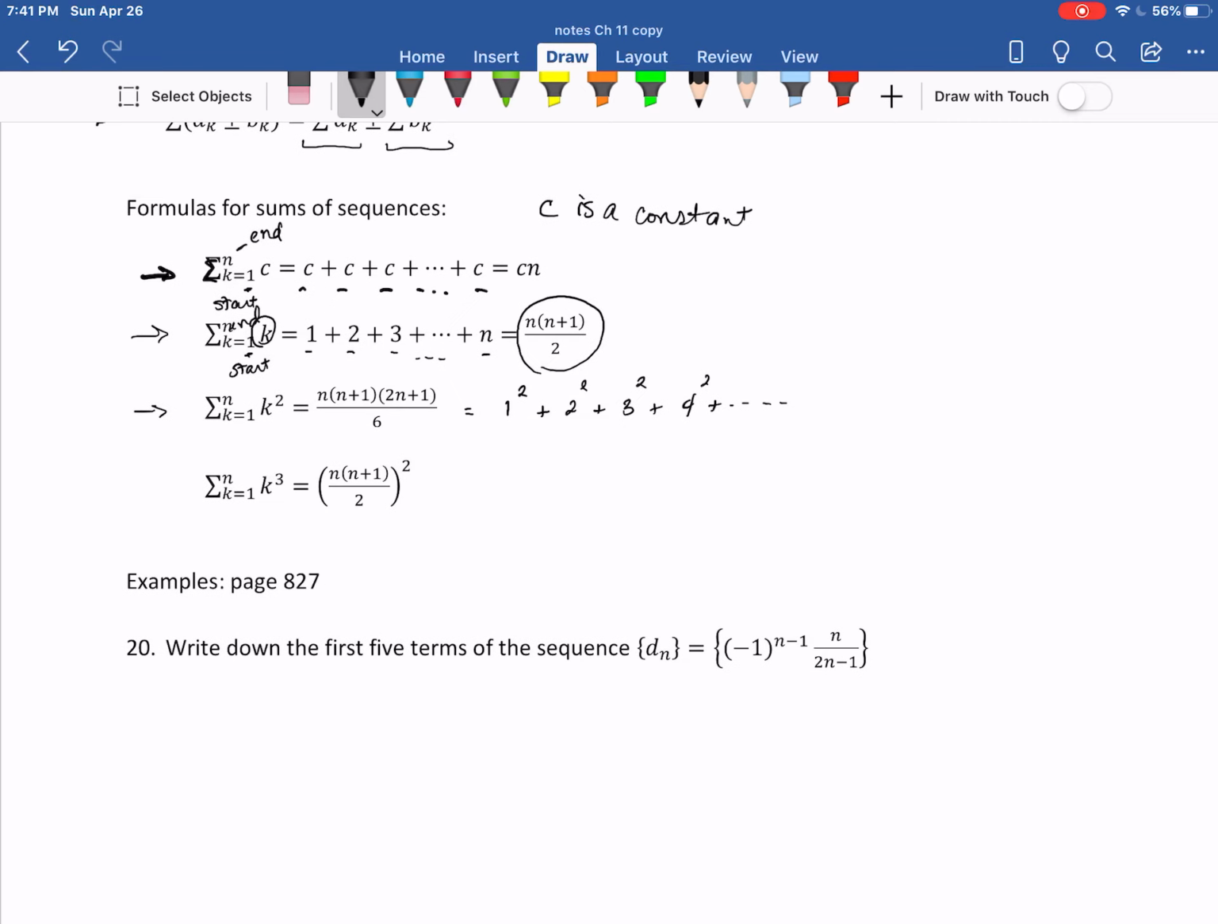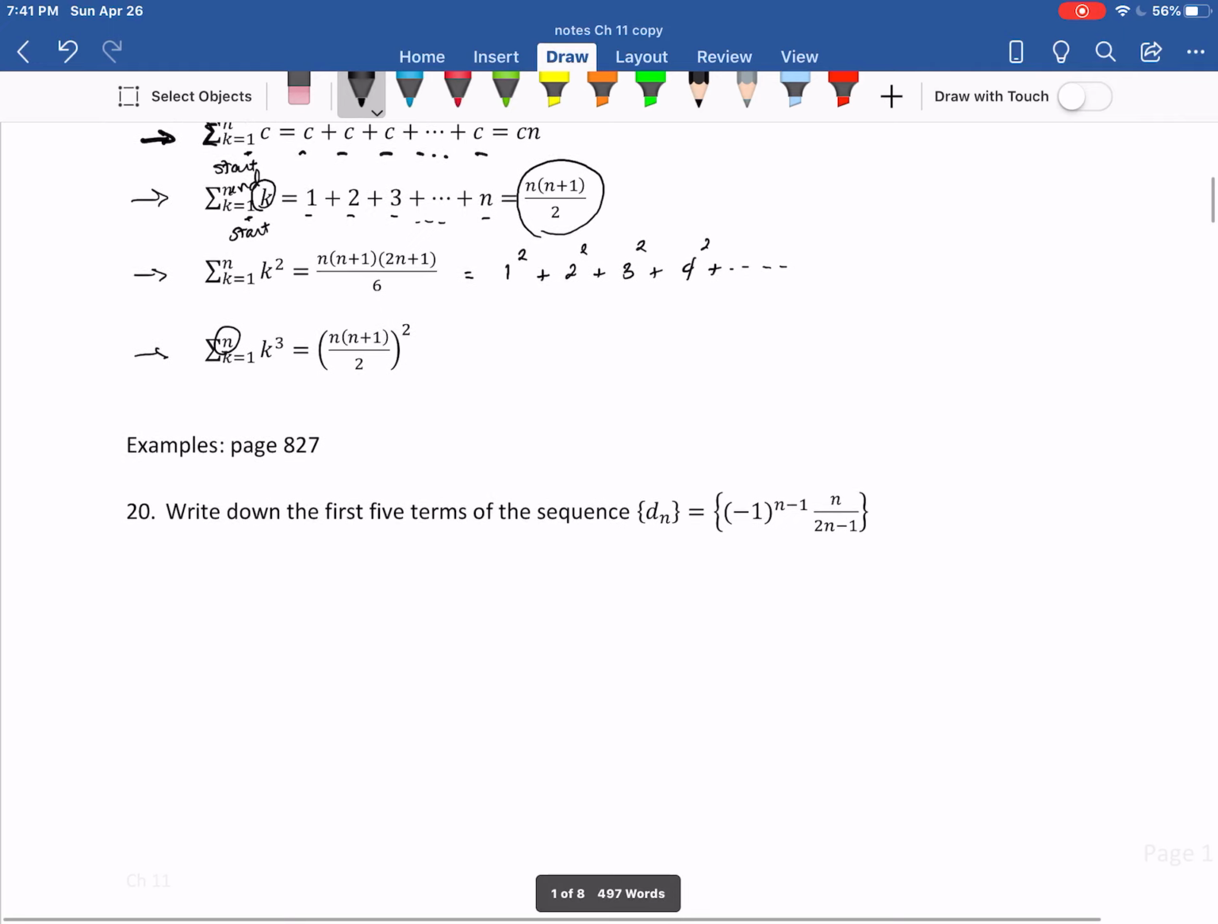And then this last formula, you're probably getting the idea now. You're adding up k cubed. The formula is given to you there. So in order to use the formula, you have to know what the ending value n is in your sequence. How many terms did you do this to? And that is what you're going to put in for the value of n.